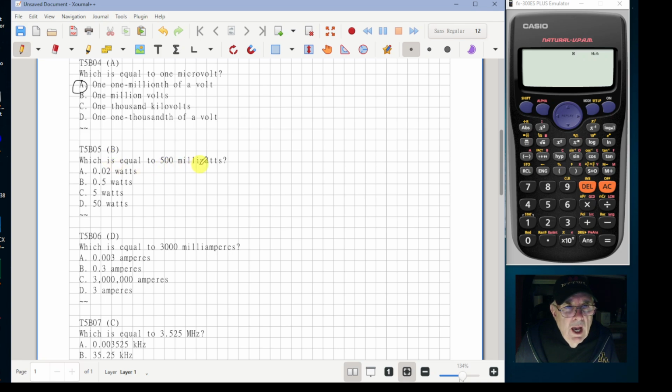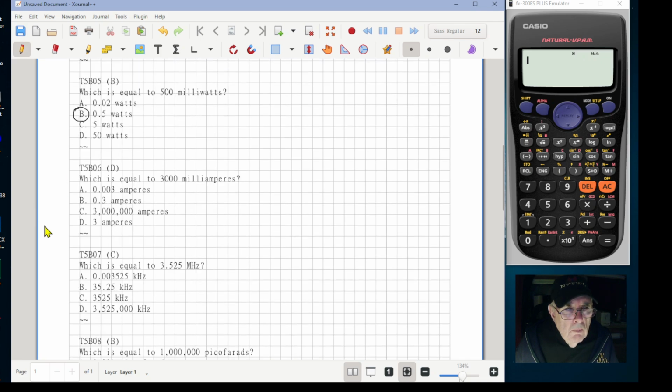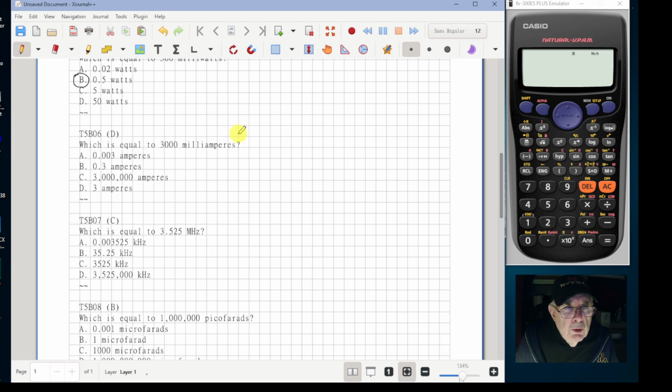Which is equal to 500 milliwatts. And all of our answers are in watts. Milli is 1,000th. If I had 1,000 milliwatts, that would be equal to 1 watt. So we're looking for something that's half that amount, and that's B, 0.5 watts. Which is equal to 3,000 milliamps. 1,000 milliamps is an amp. 3,000 is going to be 3 amps.